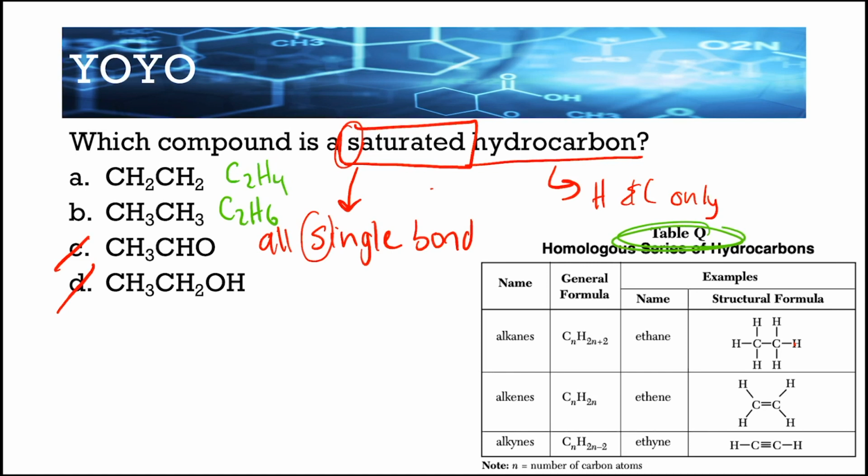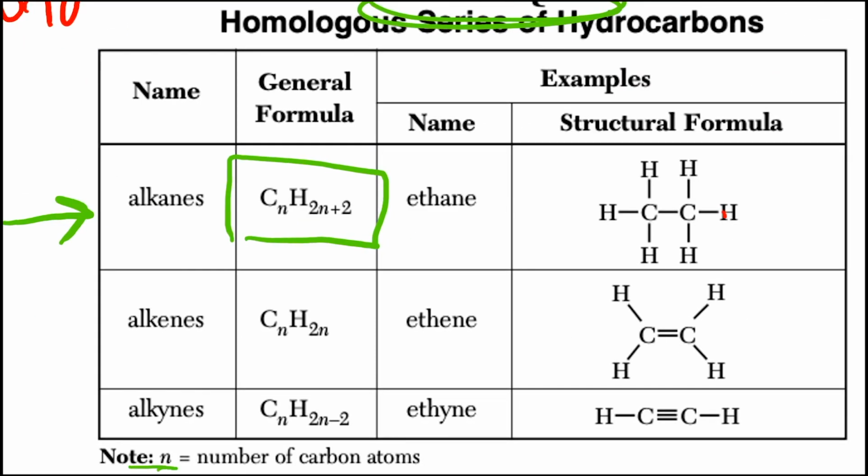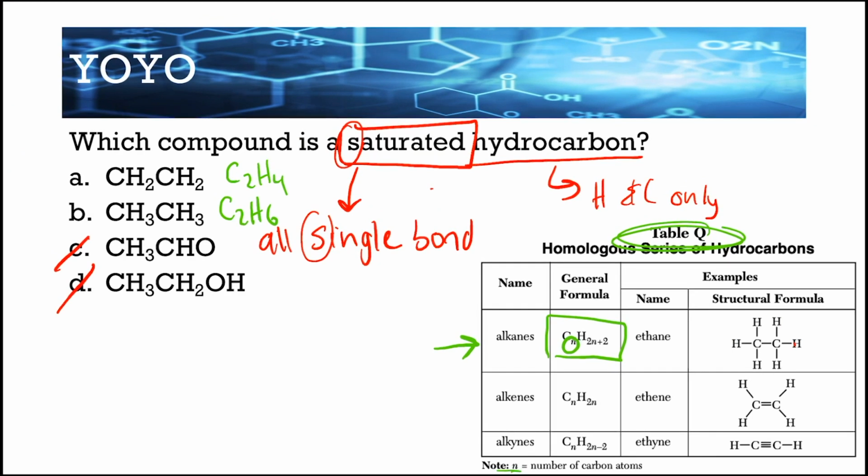So for single bonds, these are your alkanes. And it follows the formula CnH2n+2. So n is the number of carbons. For every carbon you have, there should be double the amount plus 2 hydrogens. So between A and B, B is the only one that fits into that formula. So therefore that is your answer.